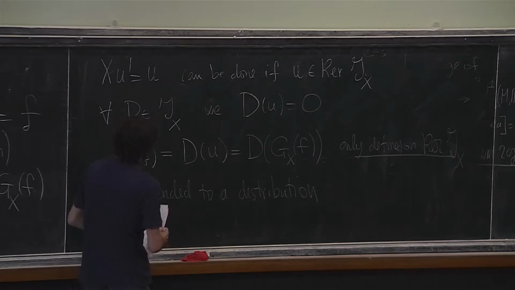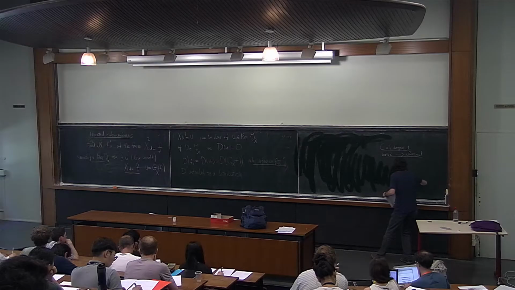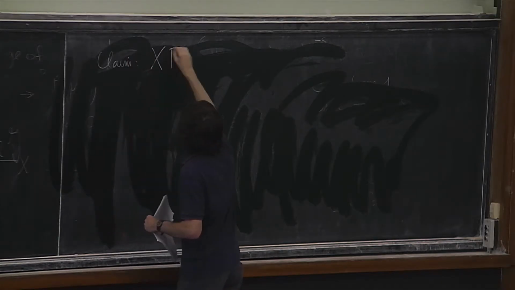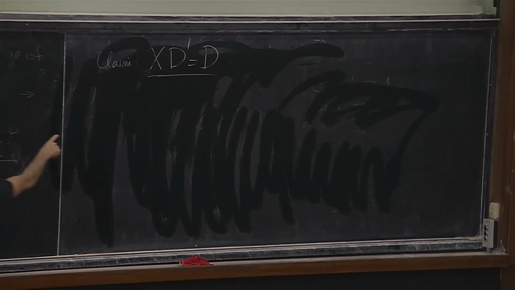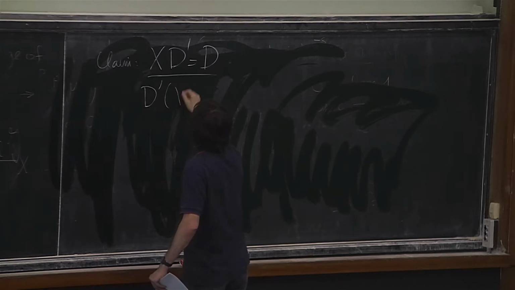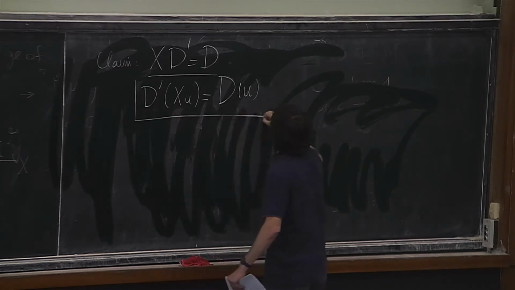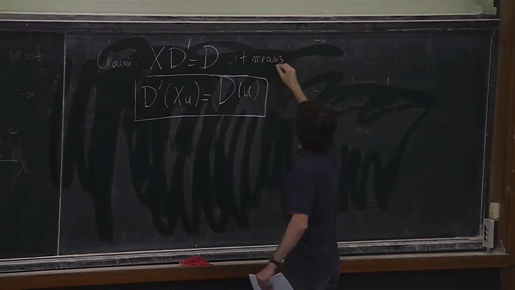I'd like to point out that there is maybe a better way, which actually explains what d prime we are really looking at. So what is the equation satisfied by d prime? If you look at the definition of how to take derivatives of distributions, the claim is that x d prime is d. This is basically by definition, because this means that d prime of xu is equal to d of u, and this is for all u's.